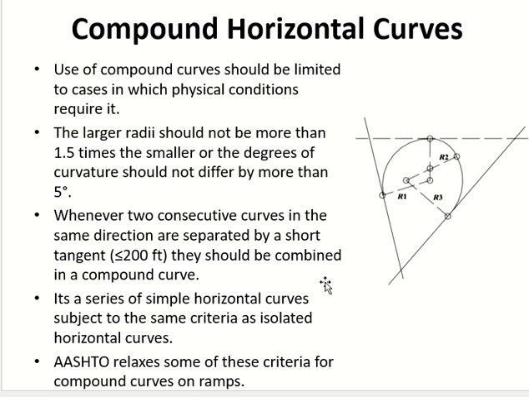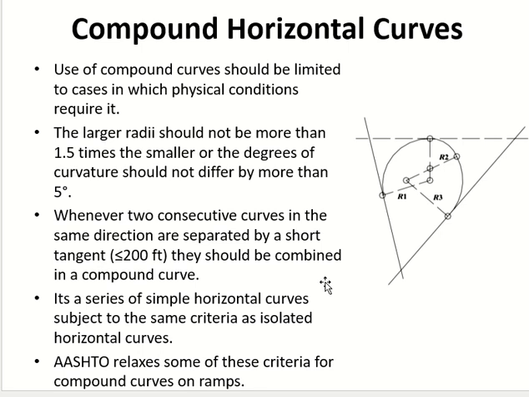It's still a car, not an airplane, so no space. It's a straight line. So if that straight line, that tangent between the two curves, is less than or equal to 200 feet, this arrangement will still be called a compound curve. You will still consider it a compound curve.